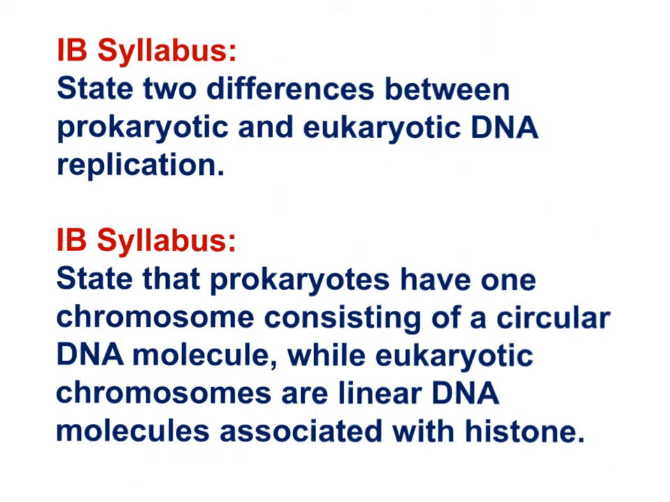As we move into the final phases of this movie, here are 2 IB syllabus statements. State 2 differences between prokaryotic and eukaryotic DNA replication. State that prokaryotes have 1 chromosome consisting of a circular DNA molecule, while eukaryotic chromosomes are linear DNA molecules associated with histone protein.